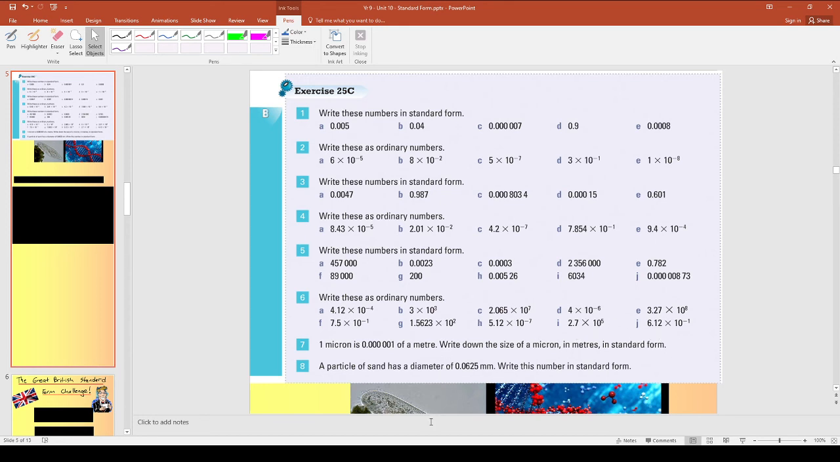Whew, okay. A micron is 0.000001 of a meter. Write down the size of a micron in meters in standard form. 1 times 10 to the power of minus 6, it looks like. A particle of sand is that diameter. Write this number in standard form. 6.25 times 10 to the minus 2.